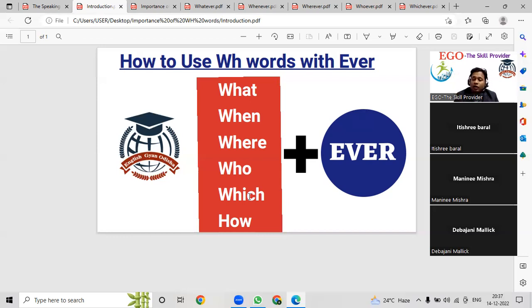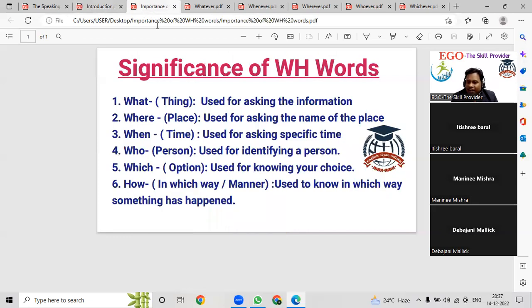First, try to understand what you mean by WH words. This is the importance, the significance of WH words. So basically, we are using WH words to frame questions. When we frame a question, we are using WH words. Let's try to find out.